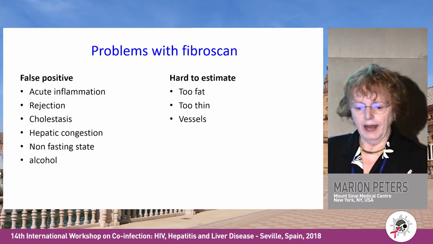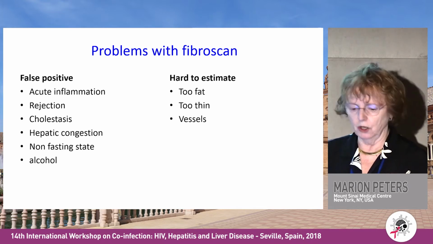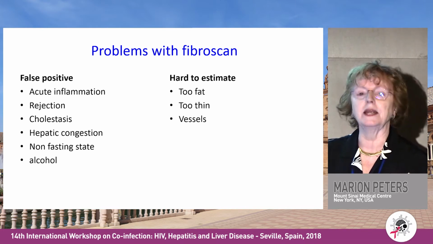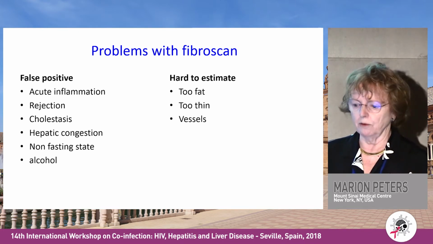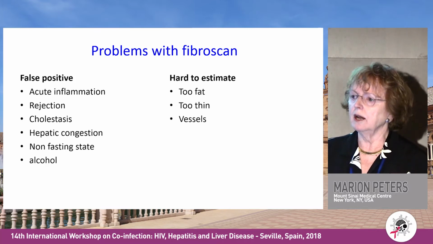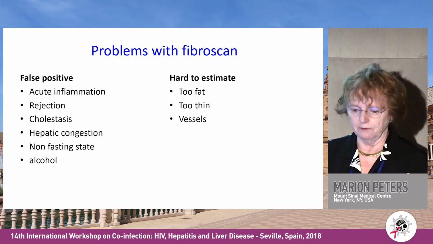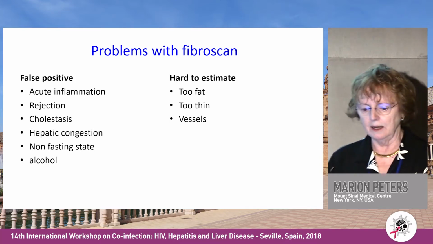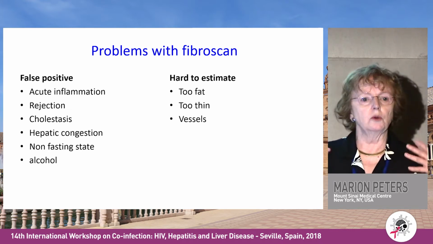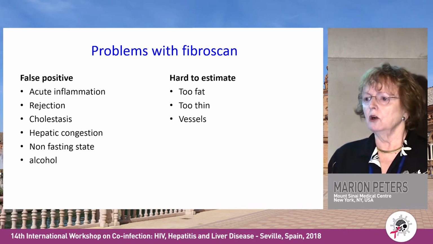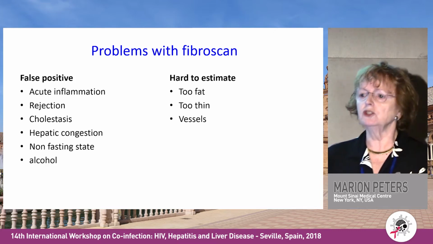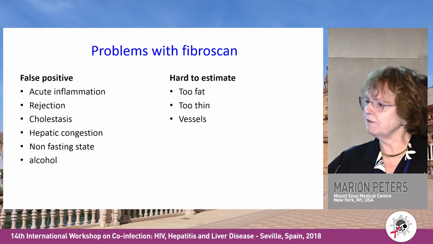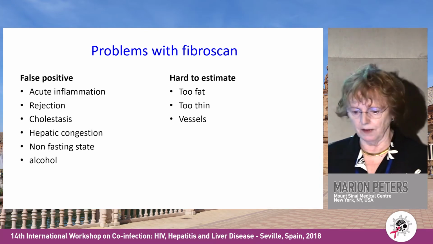There are problems on the left with false positives. I told you acute inflammation. We usually say ALT, we want an ALT to be less than 100, but even lower affects your Fibroscan result. Rejection, acute rejection after liver transplant. Cholestasis, if someone has profound cholestasis, it'll be elevated. Hepatic congestion, so if you have poor forward flow in the heart, you'll have hepatic congestion. Older patients, they say older patients have higher Fibroscans, probably because they have a touch of heart disease.